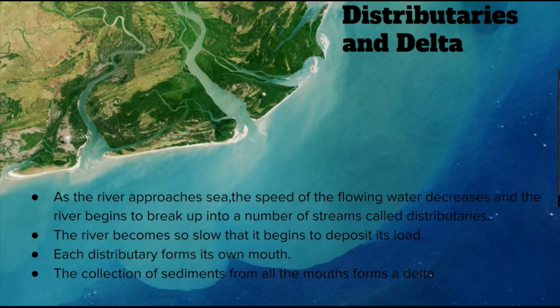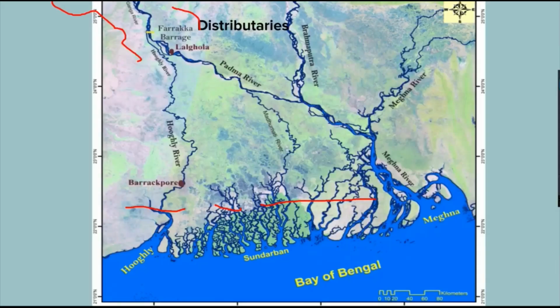So now, as you can see in the statement, all the rivers approach the sea. The speed of the water becomes slow, which leads to the breakdown into a number of streams. As you can see now, this may be the main river over here, which gets distributed into so many streams. There are so many streams which are distributed from this main river.